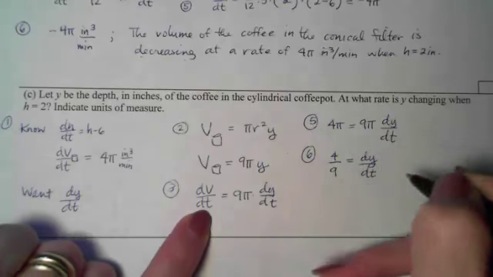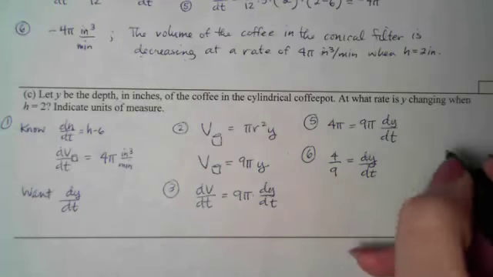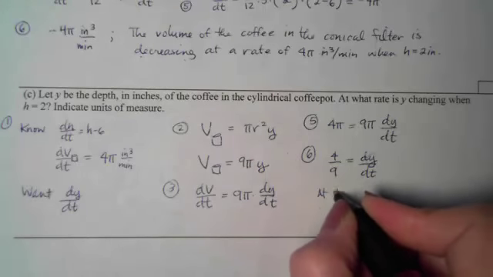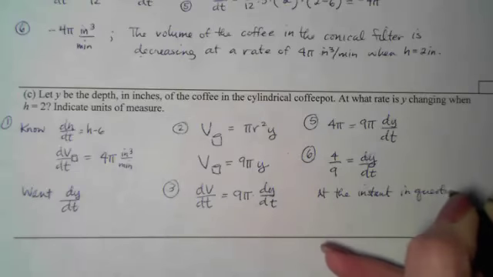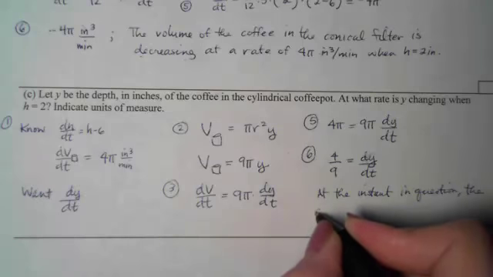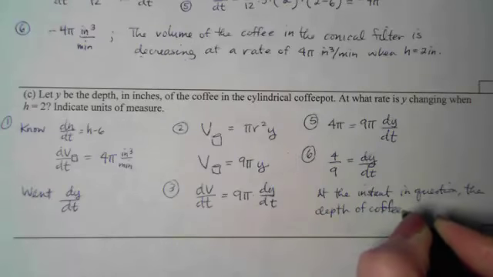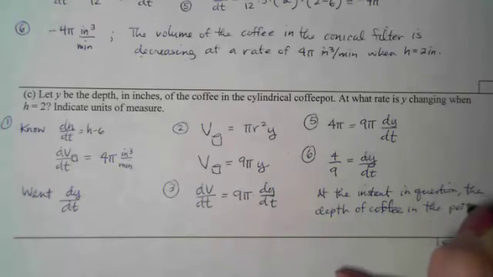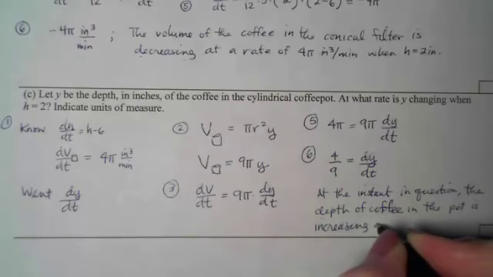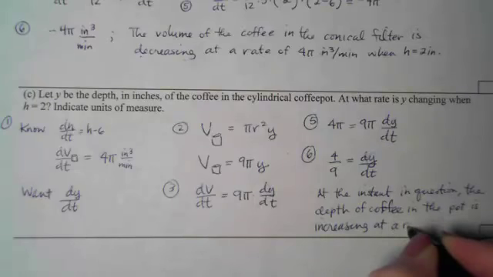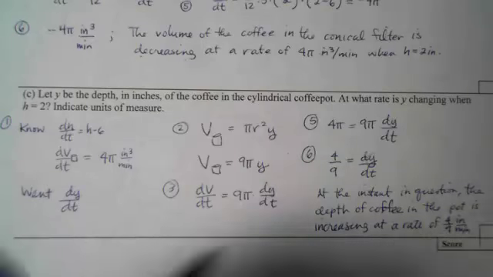And now we need to interpret. We're talking about the depth of the coffee. So we're measuring that depth in inches. So we would write, at the instant in question, the depth of coffee in the pot is increasing. Notice that's a positive number. So we're increasing at a rate of 4/9 inches per minute. And we're done.